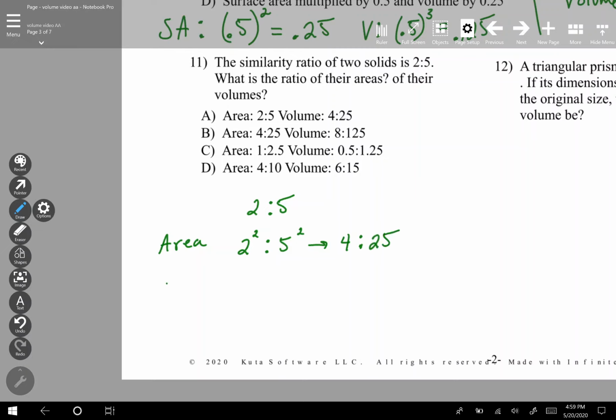For volume, okay, we have to do the original, but we have to raise them to the third power this time, because it's volume. So what is 2 cubed? 8. And what is 5 cubed? 125. So the areas will be in a ratio of 4:25, and the volumes will be in a ratio of 8:125. So area 4:25, does the volume check out? Yes. So it should be answer choice B.